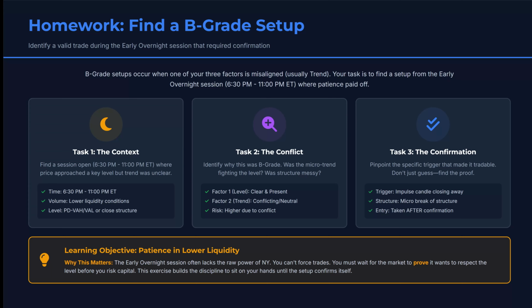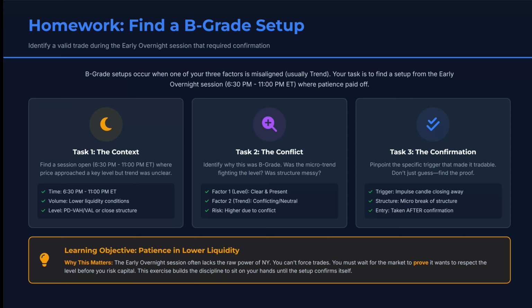Third, include time and session notes. Mark the exact entry time, confirming it falls within the 6:30 p.m. to 11 p.m. Eastern window to reinforce the session-specific strategy. Fourth, highlight the volume node. Mark the volume node on your volume profile that aligns with your entry price, indicating ongoing interest at that specific level despite broader volume deficiency.